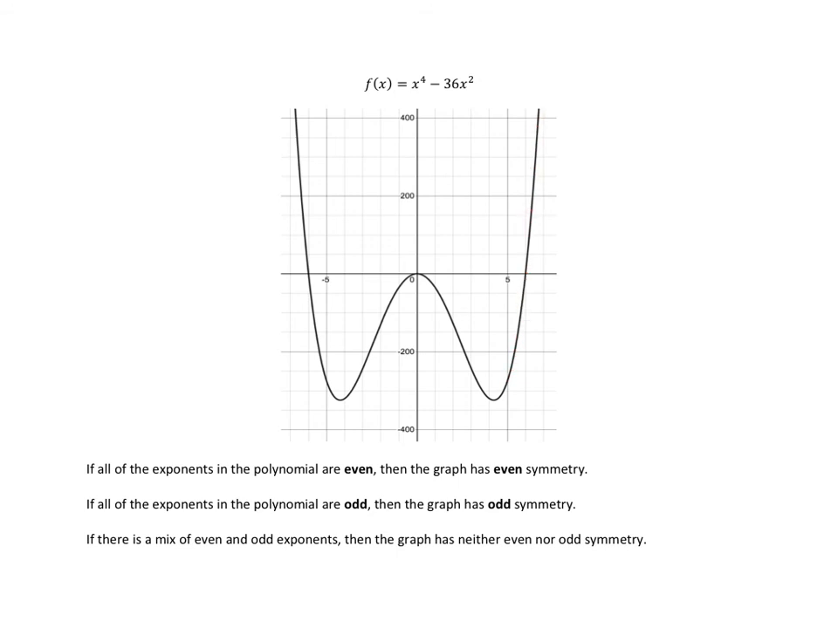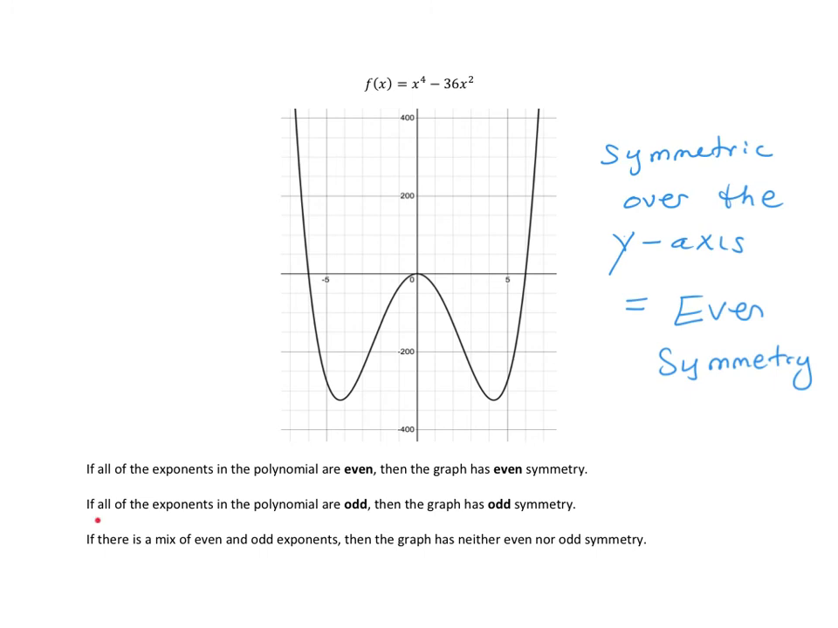Another thing to mention is, because we have this really nice graph, notice that this thing is symmetric over the y-axis. So on the left and the right, it's a mirror image over this vertical line. That will always happen if all of the exponents in your polynomial are even. If all of the exponents are even in your polynomial, we say the graph has even symmetry. And what that means is it's symmetric over the y-axis. If it turns out that all the exponents in your polynomial are odd, we say the graph has odd symmetry. And if there's a mix of even and odd exponents, then it turns out the graph will have no symmetry, that is neither even nor odd.